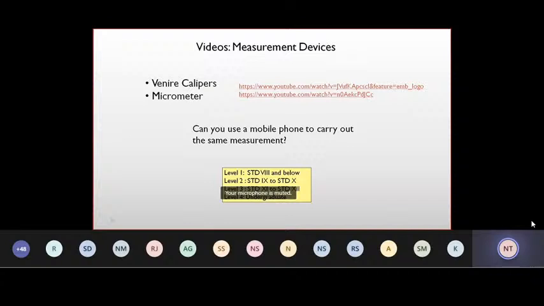One thing that came to my mind: can you use a mobile phone to carry out the same measurement? For some things there might be a challenge, like a very difficult shape to measure without a micrometer or vernier calipers. But I can tell you it is not very difficult. Students have to learn now how to use a mobile device for a lot of measurement activities and many other activities. They have to learn the trick. Maybe we can make that kind of video so that students learn how to do this.